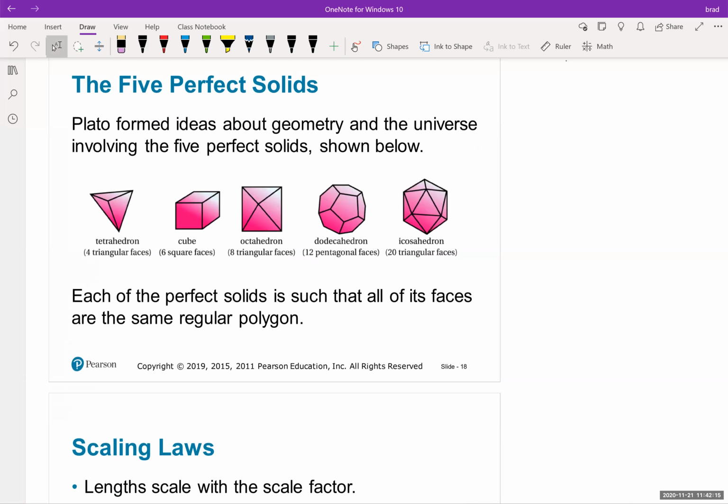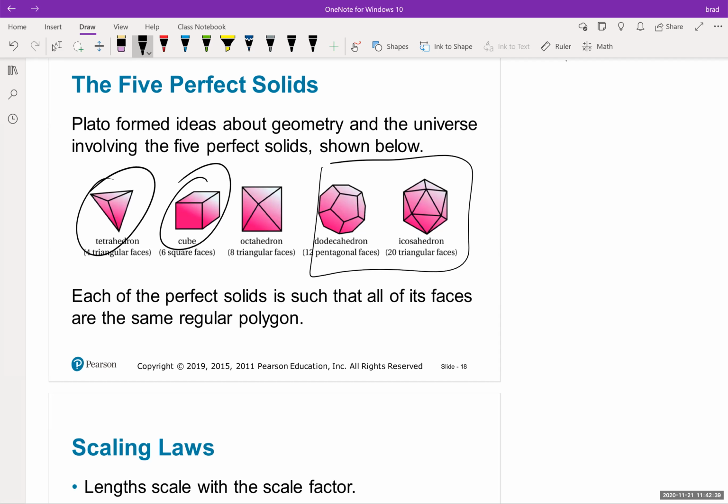Five perfect solids. Plato formed ideas about geometry in the universe involving five perfect solids shown below: the tetrahedron, the cube, the octahedron, the dodecahedron. I've never heard of that one. And then the icosahedron. So these two I've never really heard about. These I've heard about, especially the cube and this one. Okay.